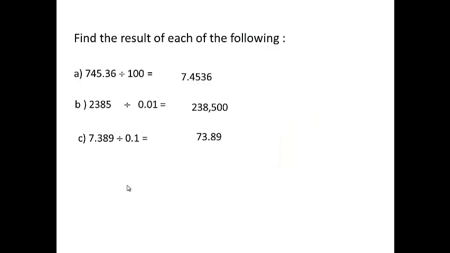Okay, now find the result of each of the following. The first one, this is the answer. Okay, let us see how to get this. Here divided by 100. So move the decimal point to the left. How many moves? 2 moves. Take the point and move back 2 moves. 1, 2. 7.4536.